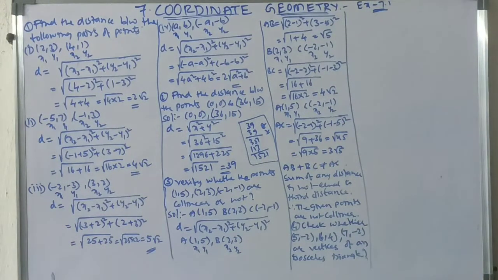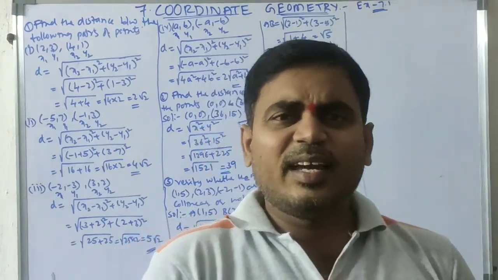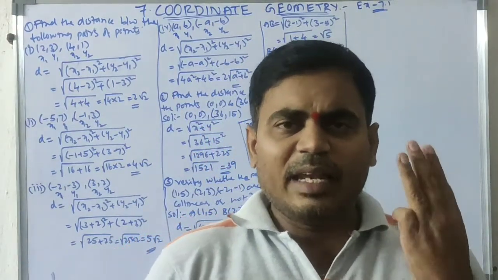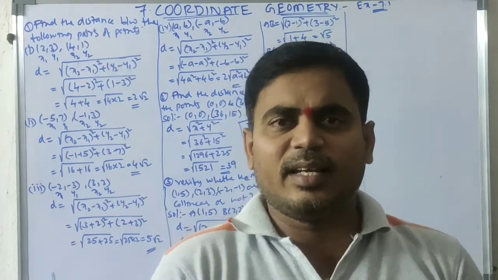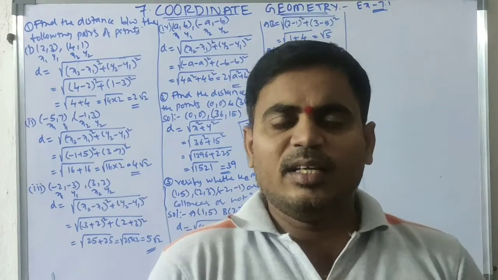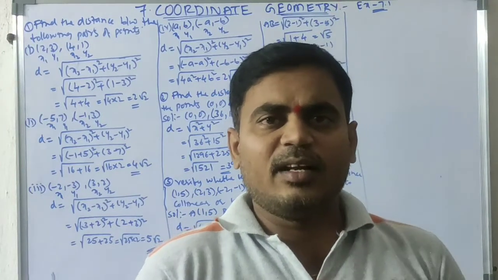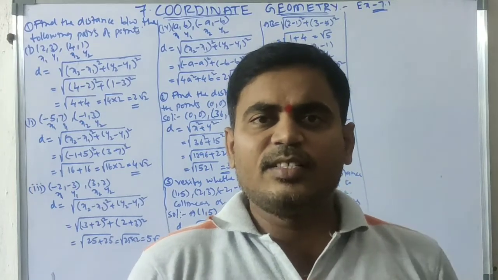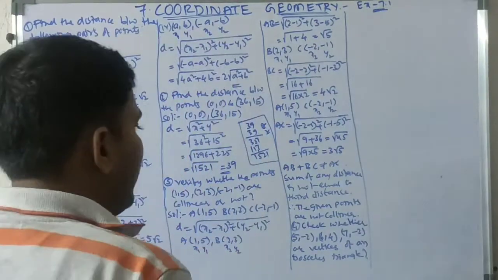Okay. So here three vertices are given. Isosceles triangle means if in a triangle two sides are equal, then it is an isosceles triangle. I want to find the three sides. I want to check whether it is an isosceles triangle or not. If we find three distances and two of them are equal, then it is an isosceles triangle. Okay.